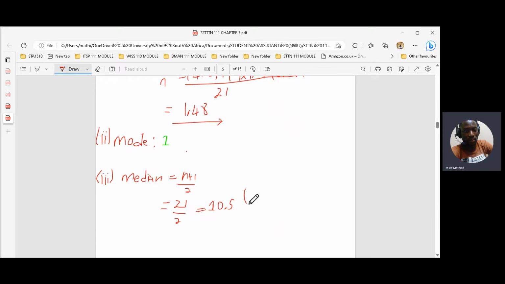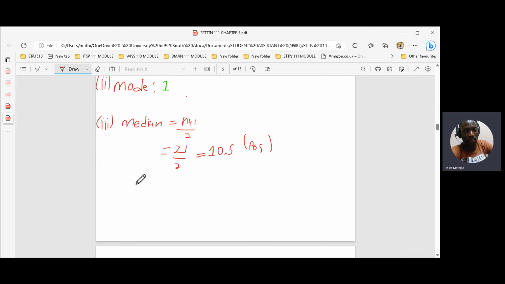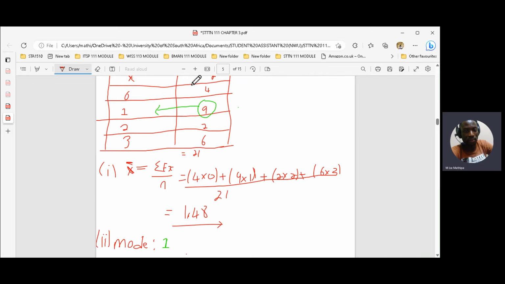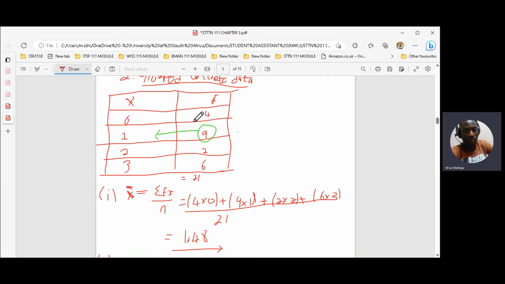Let me just highlight this. This is the position. How do you find the median for grouped discrete data? This is the method that I want you guys to use. I have one that I'm going to show you, but I prefer you guys to use the second method. We have 0, 0.